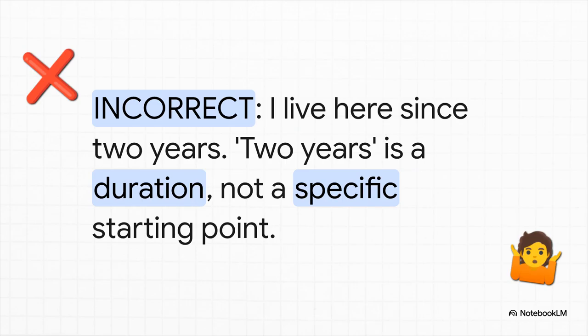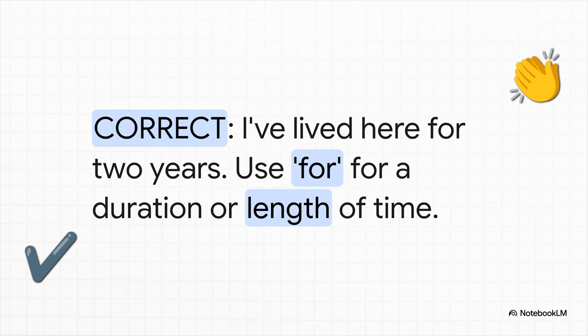The second big pitfall is that since and for confusion we talked about earlier. People often say something like, "I live here since 2 years." But remember, 2 years is a length of time, a duration. It's not a specific starting point. So the fix, of course, is just to use the right tool for the job. Since 2 years is a duration, the correct sentence is, "I've lived here for 2 years." Simple as that. For the duration, since for the start date.